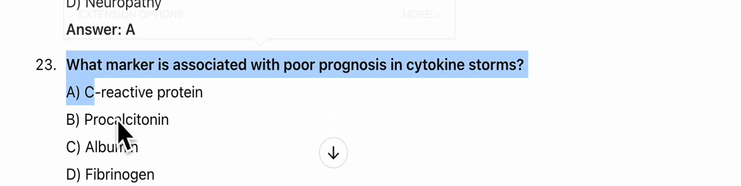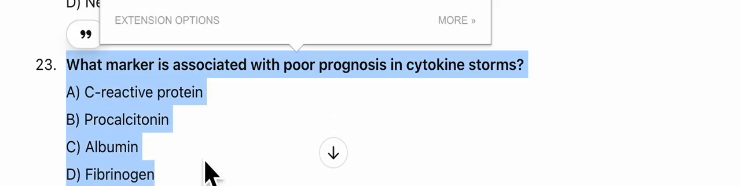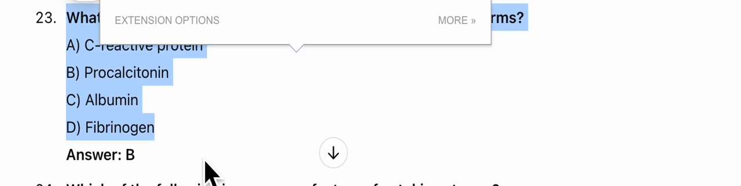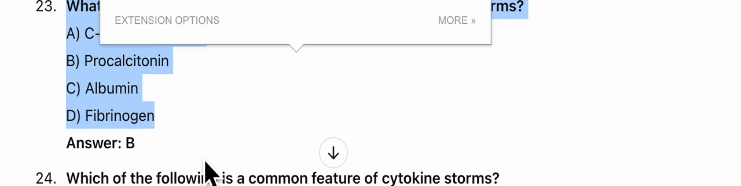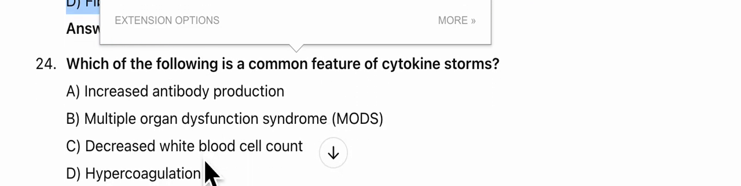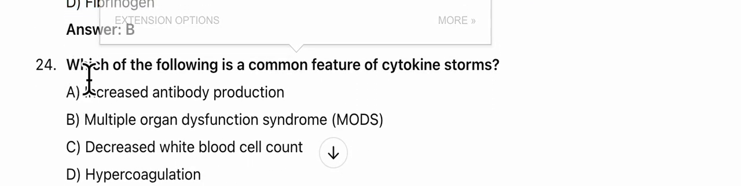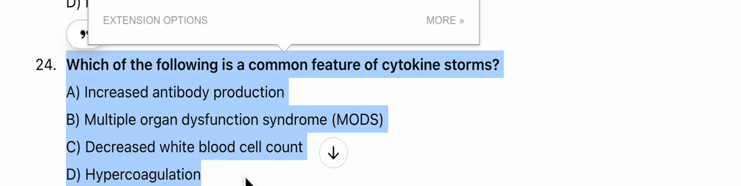Which of the following can result from a cytokine storm? A. Sepsis. B. Fever. What marker is associated with poor prognosis in cytokine storms? A. C-reactive protein. B. Procalcitonin. C. Albumin. D. Fibrinogen.